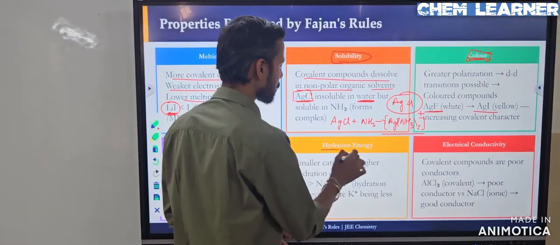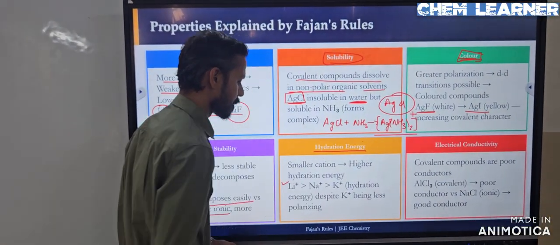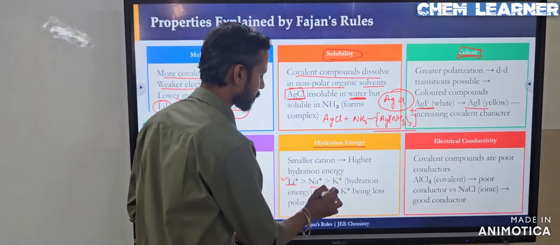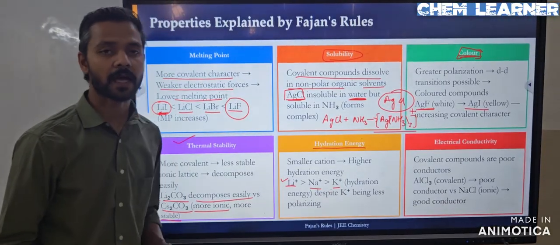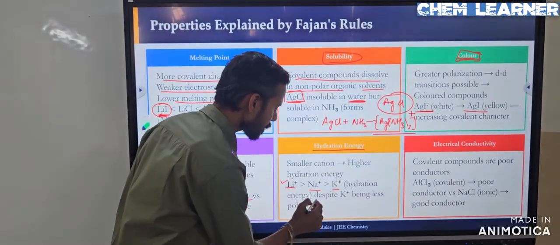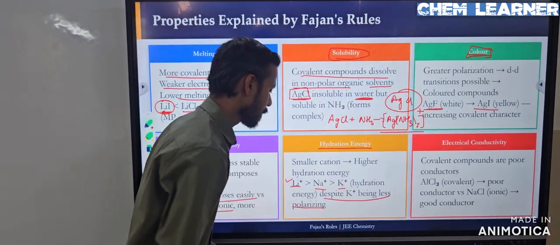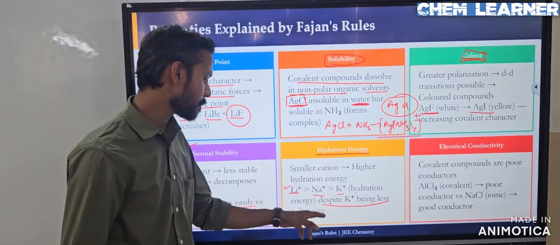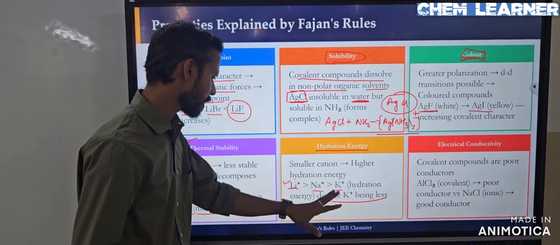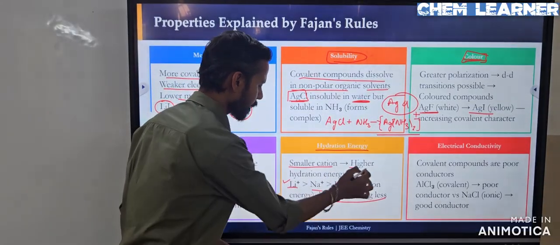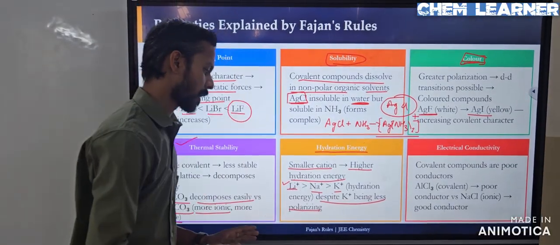Moving to the hydration enthalpy, as the size is smaller, the hydration enthalpy will be higher. So among Li+, Na+ and K+, Li+ has the highest hydration enthalpy, because K+ is less polarized. What we are saying here is that the smaller the cation, the higher the hydration energy.